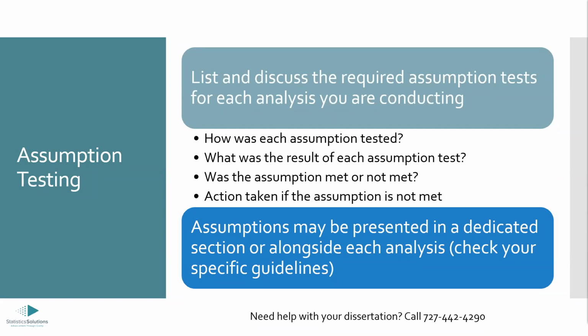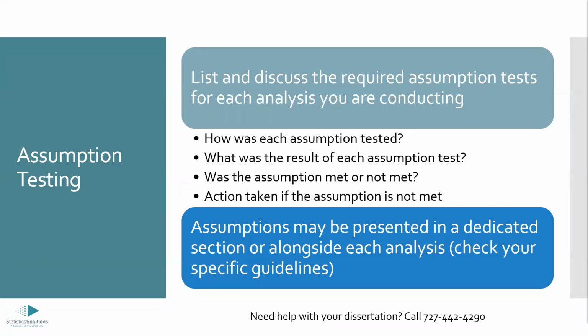So for each analysis that you do, you'll have a certain number of assumptions that you'll need to test. So for instance, maybe for a t-test, you'll need to assess normality and homogeneity of variance, or check for outliers. And so for each assumption required for that analysis, you'll want to say how you tested that assumption. So for instance, if you're testing normality, maybe you're doing a Shapiro-Wilk test, maybe you're looking at a histogram or a QQ plot or some other visual method. Maybe you're looking at skewness and kurtosis values. So you want to say how you're testing that.